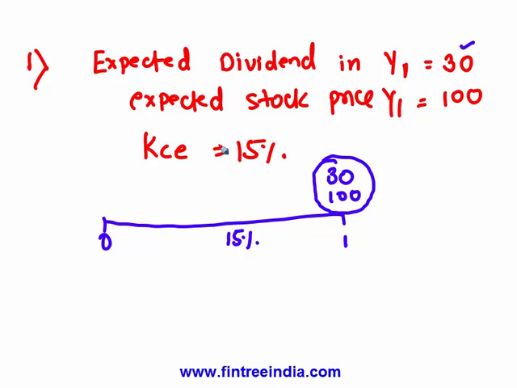So second clear TVM, 130 future value, 15 I/Y, 1 N, compute present value, 113. So then this is the value of the stock as per dividend discount model. Are you fine with this?